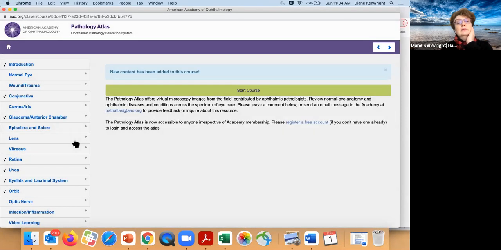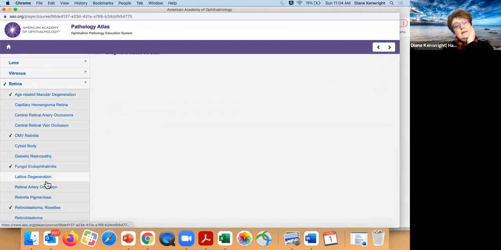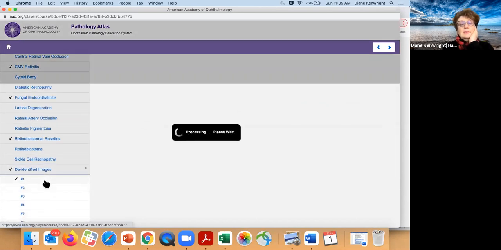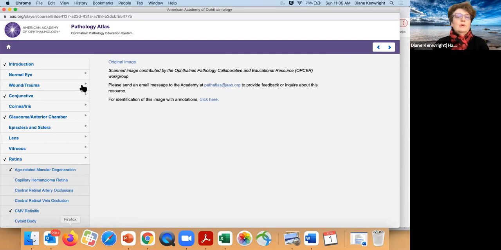And here we go. Right, so we've got lots and lots of drop downs here. We've been doing, for example, the retina, and it's got lots and lots of slides showing the retina. And then it's got de-identified images, where you can look at the slide initially and try and do it. And then it's got an annotated version where it shows you all the things you should have seen. So that's a really good slide box. You can click here for annotations, here for the original image, and test yourself with lots and lots of slides.